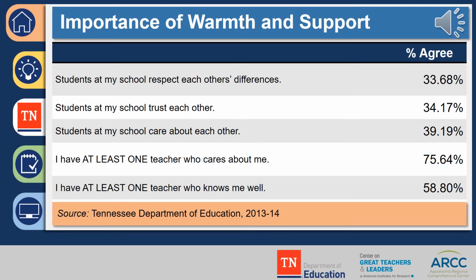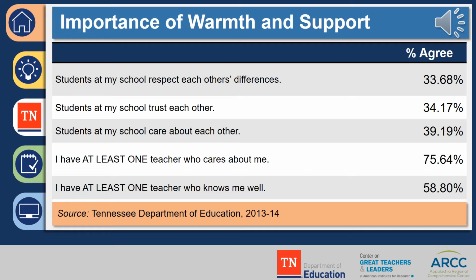Student-to-student and student-to-teacher relationships are critical for student success in school. However, not all students feel cared for or as though they trust each other. In a 2013-14 survey administered to almost 90,000 Tennessee middle and high school students, 33% of the students agreed or strongly agreed that the students in their school respect each other's differences. 34% agreed or strongly agreed that students in their school trust each other, and 39% of students agreed or strongly agreed that students at their school cared about each other.